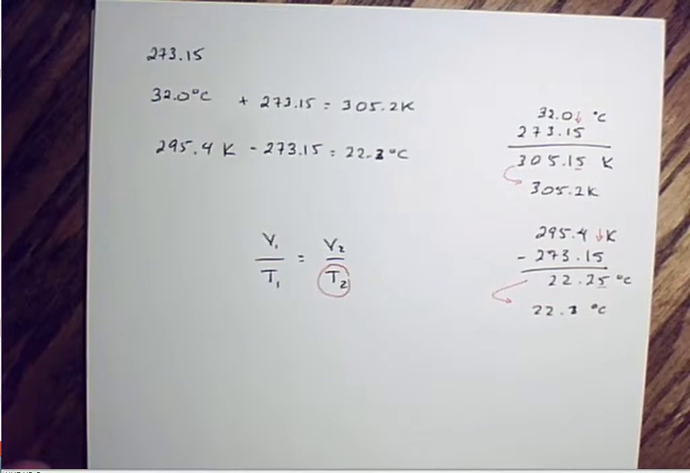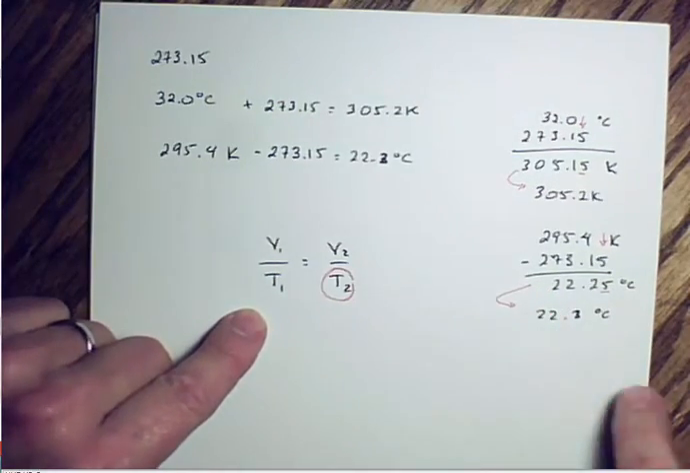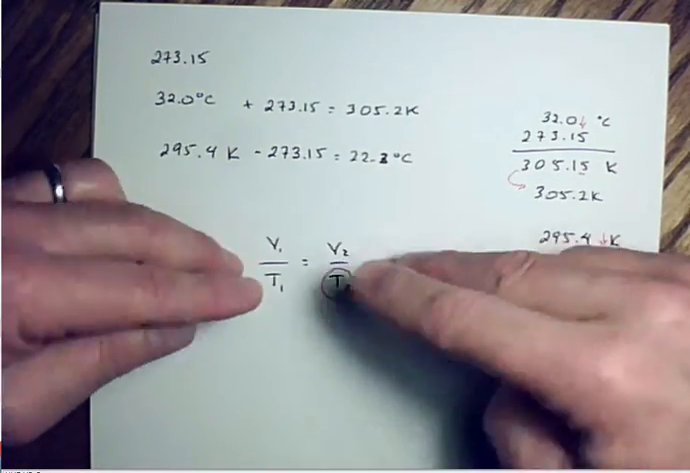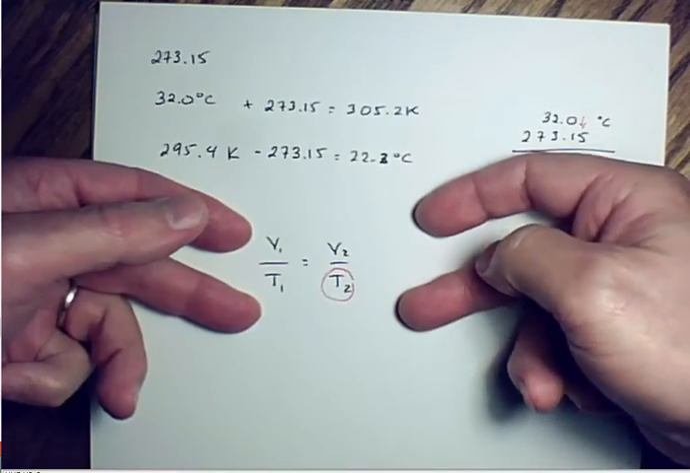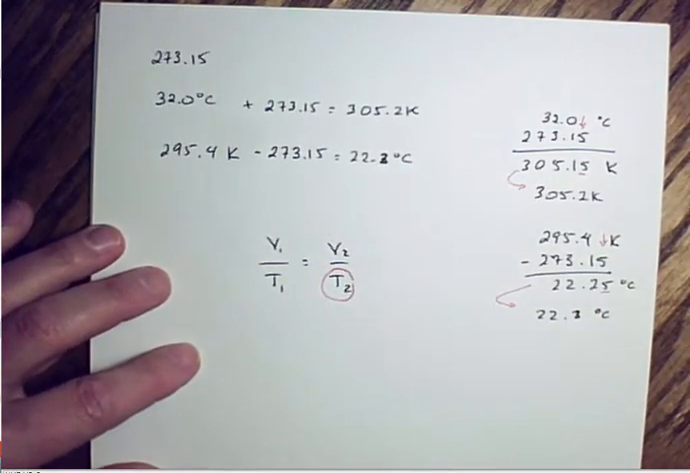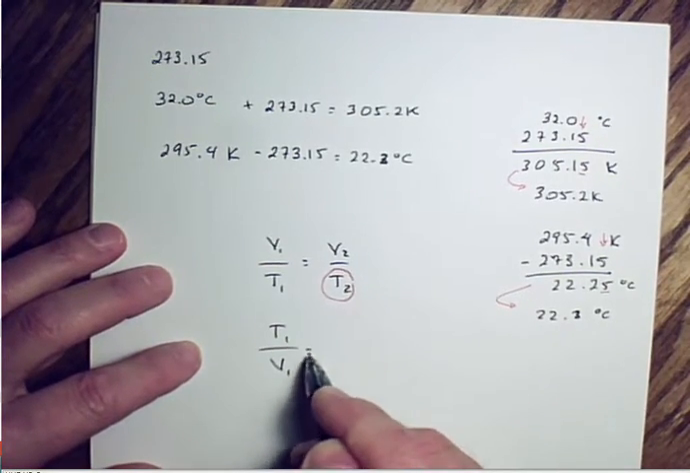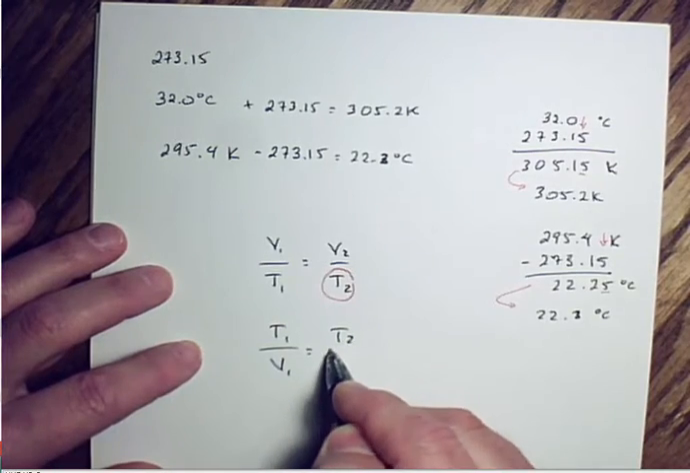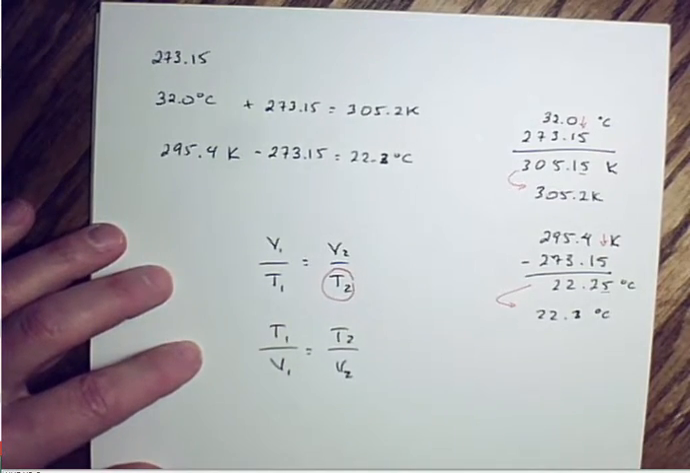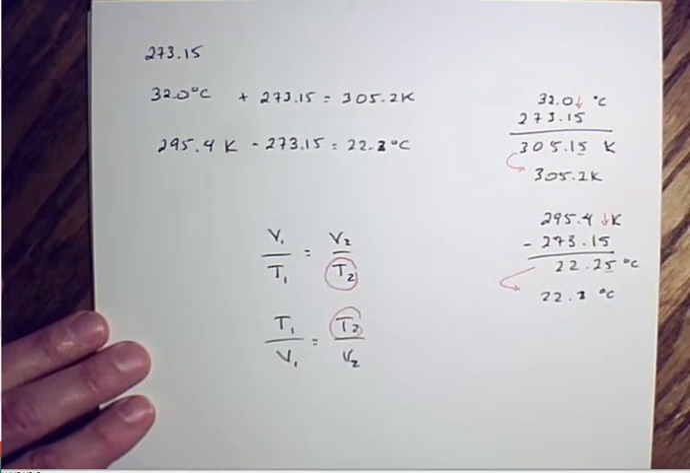Okay, now listen. What we said a moment ago is, as long as I do the same thing to both sides, you can keep this equal, right? So if I just flip, I have to flip both sides, not one, but both sides. So the easy way to solve for this is to put temperature 1 over volume 1 equals temperature 2 over volume 2, and now you can solve for temperature 2. Okay? Got that?